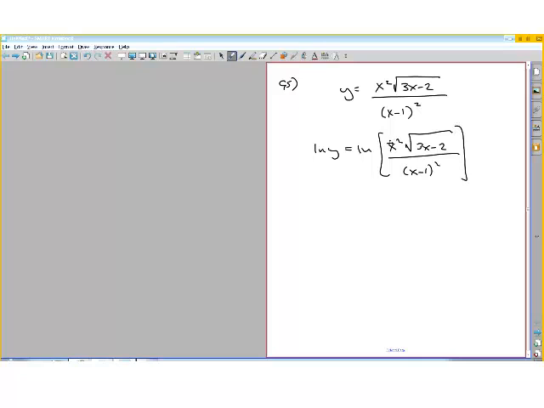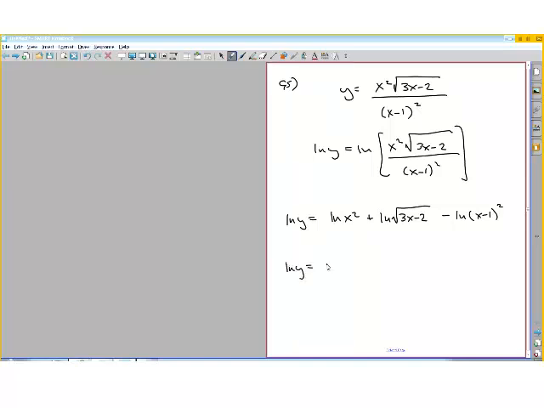Okay, so before we take the derivative, we're going to separate all this stuff out. So we get the natural log of x squared plus the natural log of the square root of 3x minus 2 minus the natural log of (x minus 1) squared. So these two terms are in the numerator. This one's in the denominator, so we subtract it. And then each one of these we can pull out the exponent.